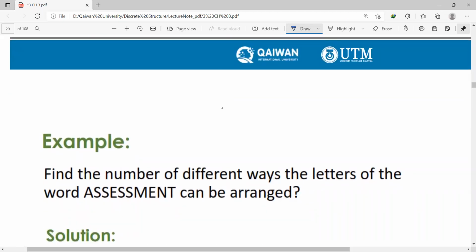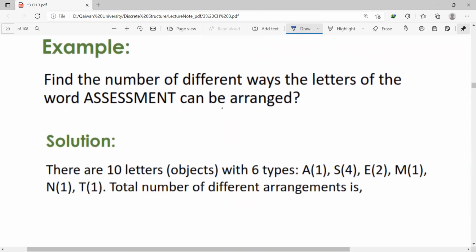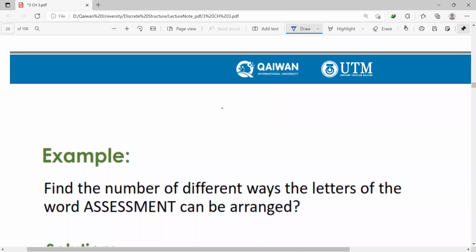It says find the number of different ways the letters of the word assessment can be arranged. Look, how many letters do you have in assessment? It's about arrangement of these letters. How many letters do we have in assessment? 1, 2, 3, 4, 5, 6, 7, 8, 9, 10. That means here n is 10.